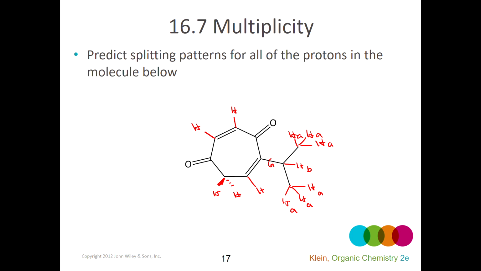These two hydrogens over here are equivalent to one another. There's no chiral center, and because this molecule is basically flat, the one on top and the one on the bottom have equivalent environments. So I could call these both C.